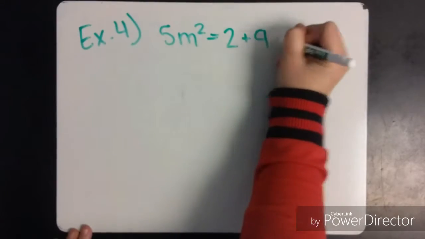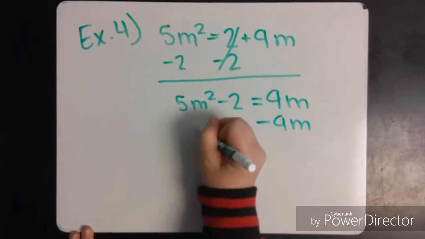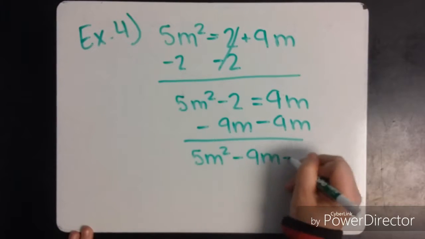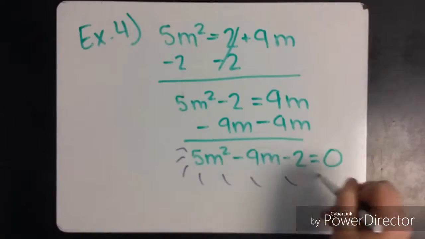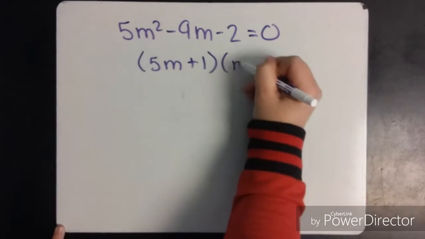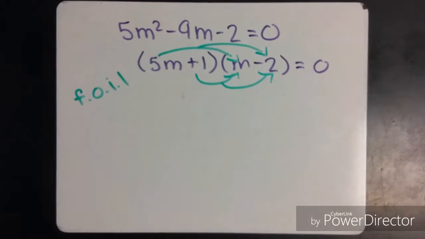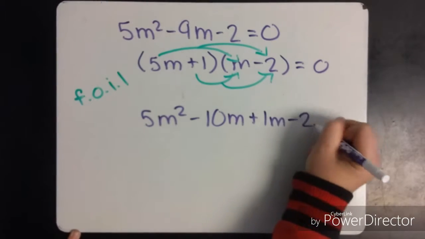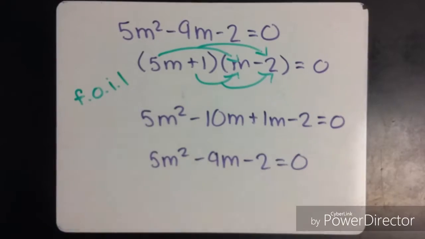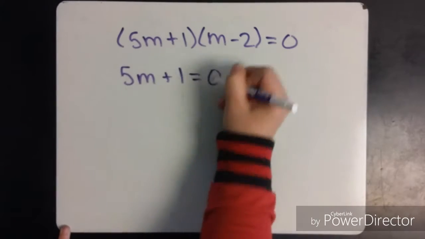Example 4. We have 5m squared equals 2 plus 9m. Subtract 2 from both sides, then subtract 9m from both sides. Great! Now you solve like normal. With this one, it's more of a guess and check. Check with numbers that multiply to 2. In this case, only 1 and 2 are possible. Since it's a negative 2, it's safe to infer that the negative 2 will be on the outside. So FOIL. Perfect! Now you're going to take your factored form and set them both equal to 0.